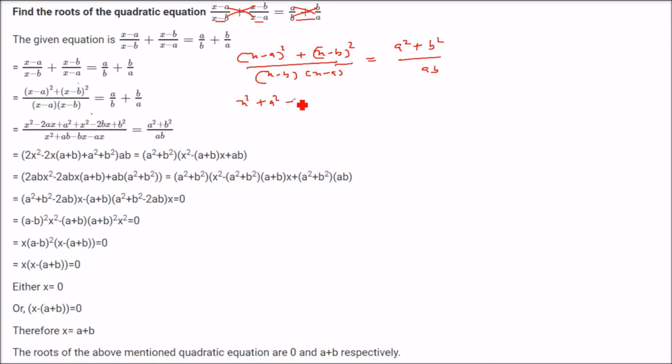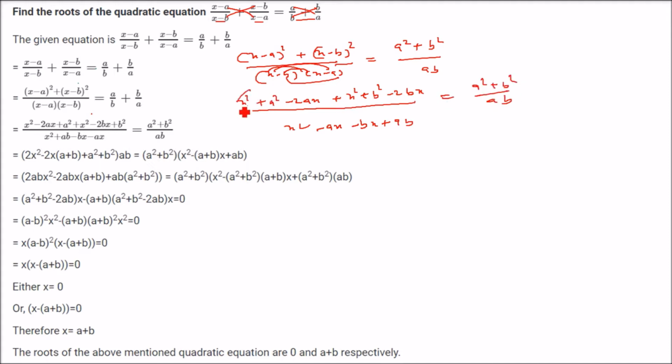Let us open this. x square plus a square minus 2ax, that is a square plus b square minus 2ab. Here also x square plus b square minus 2bx. Here we have x square minus ax minus bx plus ab equal to a square plus b square by ab. Now this will be 2x square. Then we have minus 2ax and minus 2bx. So let us take minus 2x common. So we get a plus b from these two. And here we have a square plus b square.